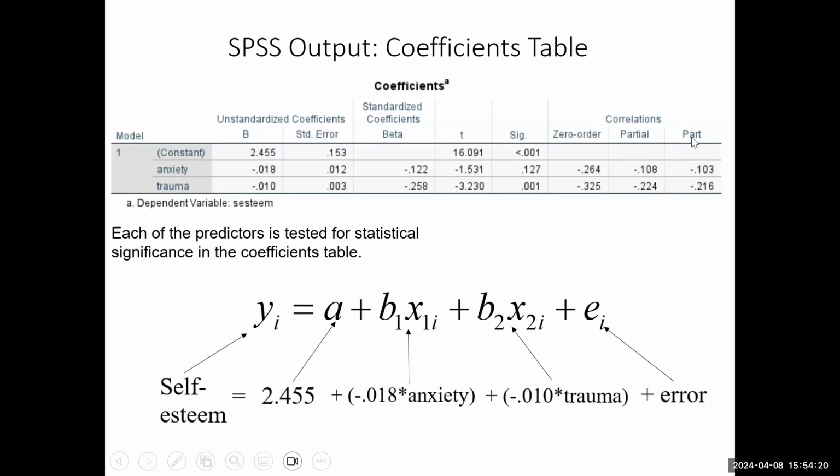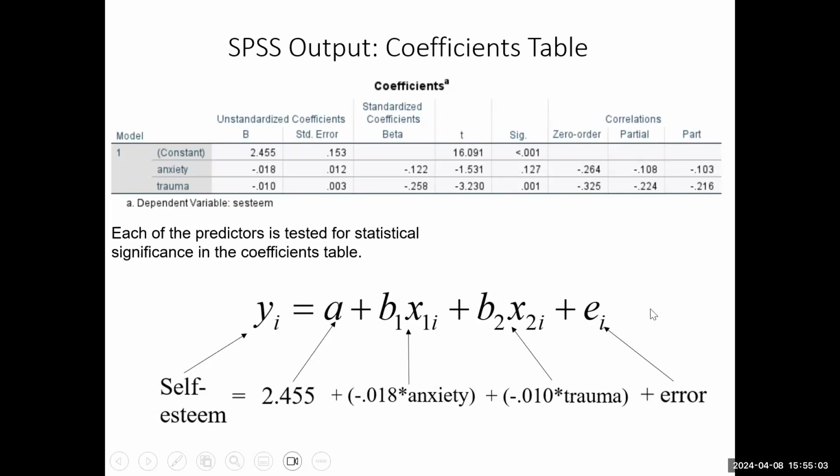Okay, and then the final correlation here, the one that SPSS labels the part correlation, is typically referred to in the statistics literature as the semi-partial correlation. For that correlation, we get to see the association between the predictor and the outcome with the effects of the remaining predictors removed from the predictor in question. So for the semi-partial or the part correlation, the effects of the remaining predictors are removed from the predictor in question only, but not removed from the outcome variable.